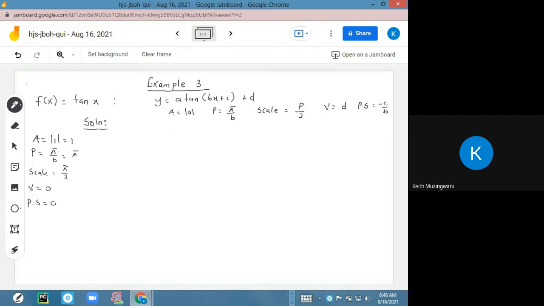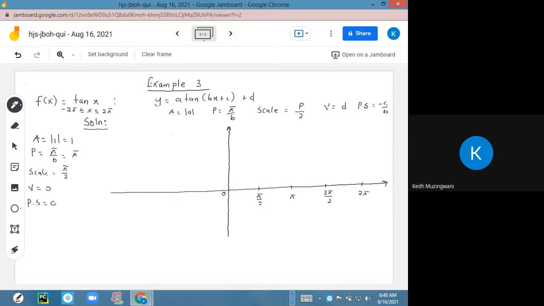So let's sketch it from negative 2 pi less or equal to x less or equal to 2 pi. So that we put it somewhere here, the center. So we get to from 0. Remember, our scale is pi over 2. So from 0, we get to pi over 2. We get to pi. We get to 3 pi over 2. We get to 2 pi.